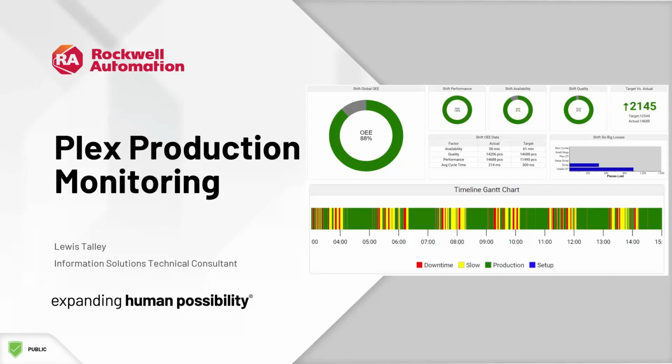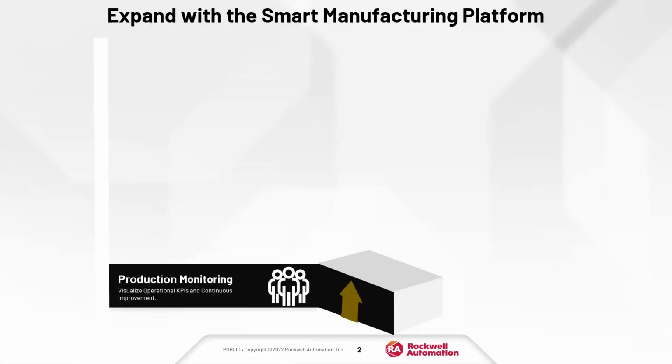Thanks for taking the time today to sit in on this brief overview of the Plex Production Monitoring, or Plex PM, platform, where we're going to dive in a little bit more in detail. Let's talk about the Plex Smart Manufacturing Platform as shown. So we begin with what we're here to talk about today, which is Plex PM, or Plex Production Monitoring, which is really designed to deliver and visualize operational KPIs as well as continuous improvement data.